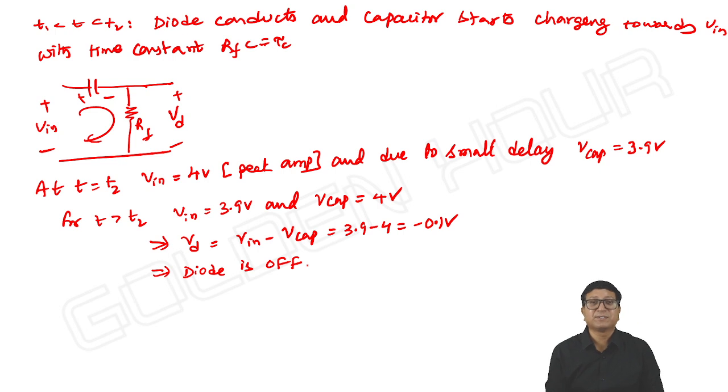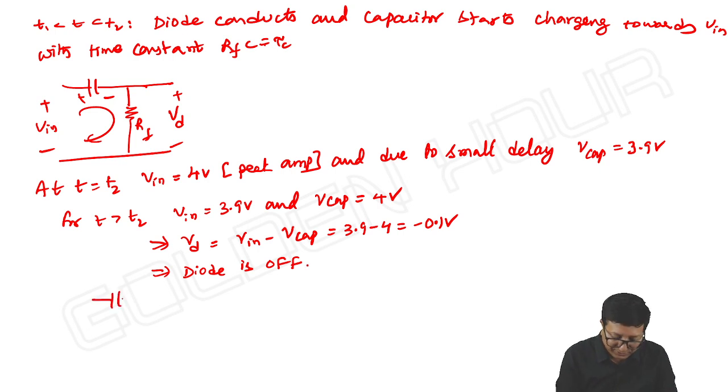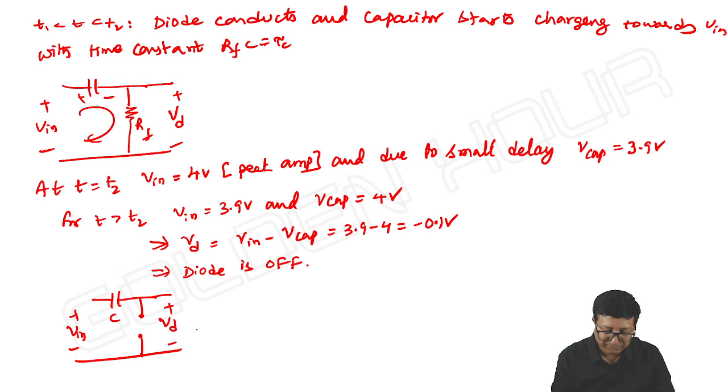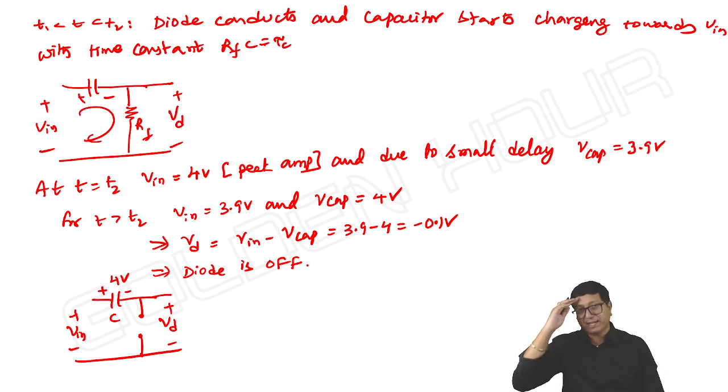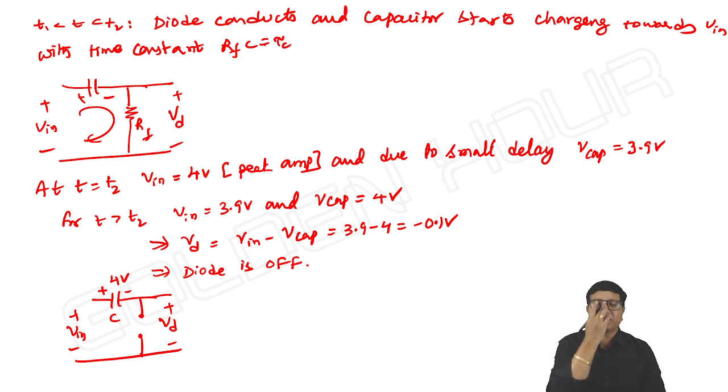Once the diode is off, there is no path for the capacitor to either charge or discharge. So, what is the voltage across the capacitor now? It is 4 volts, which is the peak amplitude of the input. Every time the capacitor will charge up to the peak amplitude of the input. That's it. Okay. So, this is the idea.